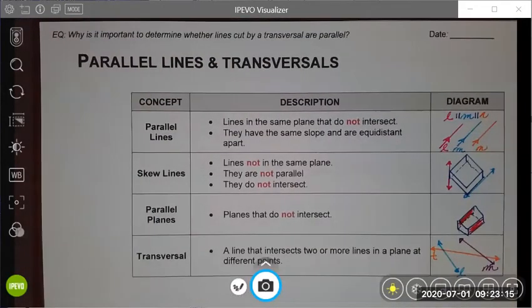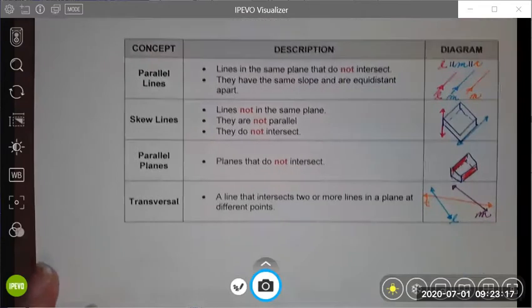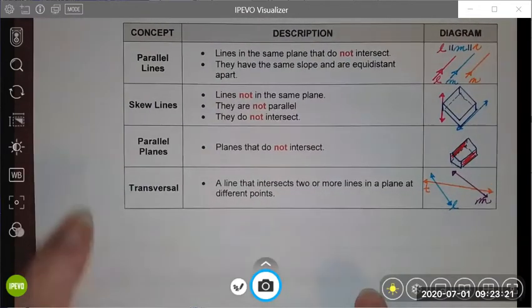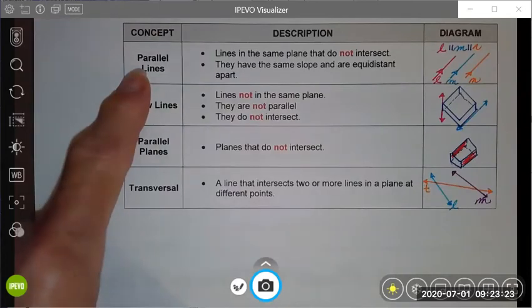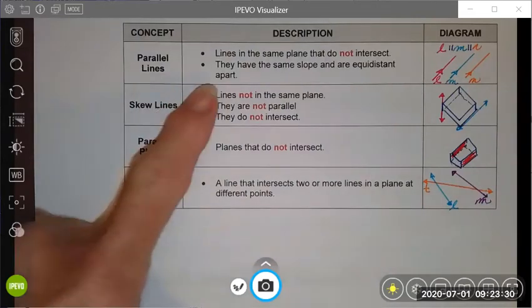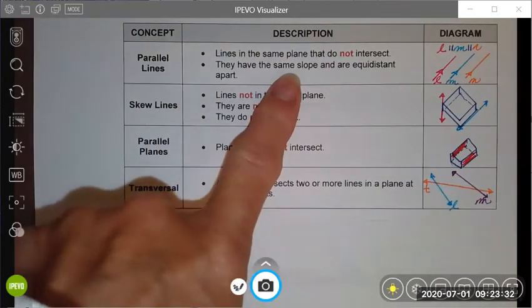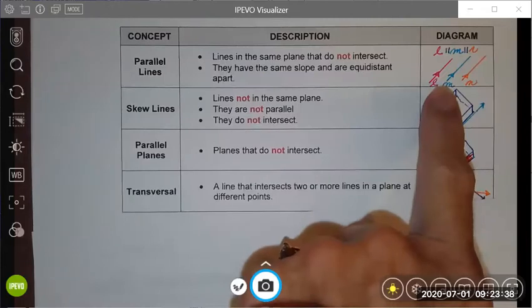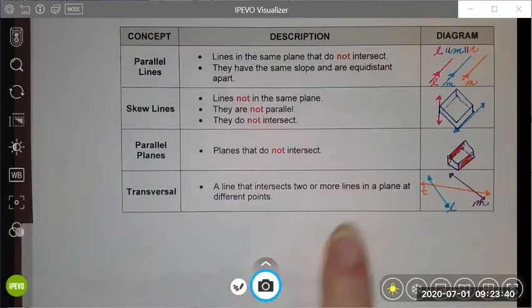I wanted to first revisit some vocabulary that I hope you are already comfortable with. We have parallel lines. Those are lines that you learned about in Algebra 1. They are in the same plane. They do not intersect, which means that they have the same slope, rise over run. They have the same slope and different y-intercepts. I drew a picture of them over here. It's lovely to have pictures.